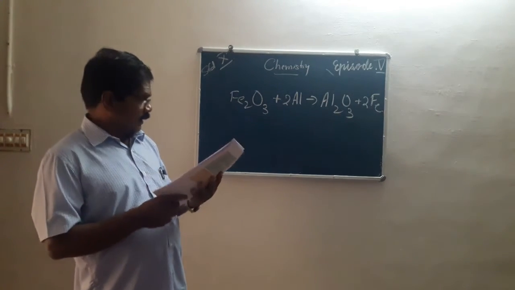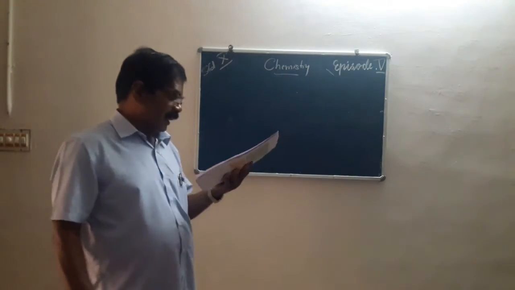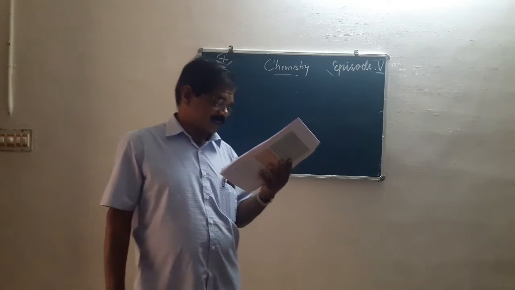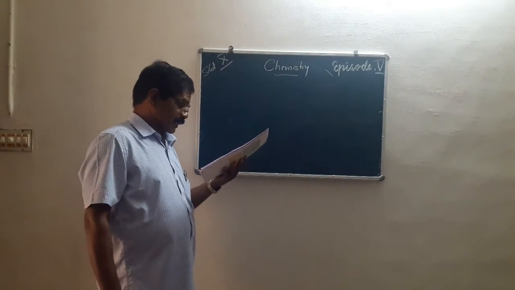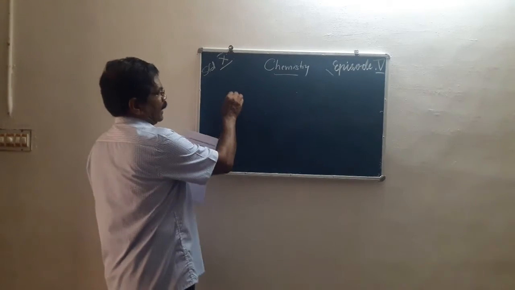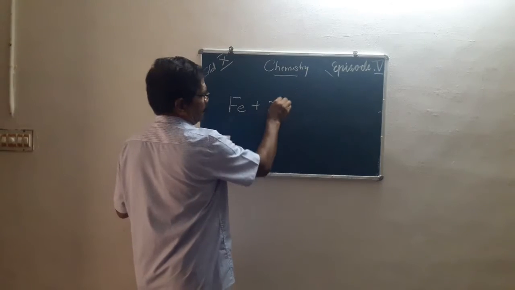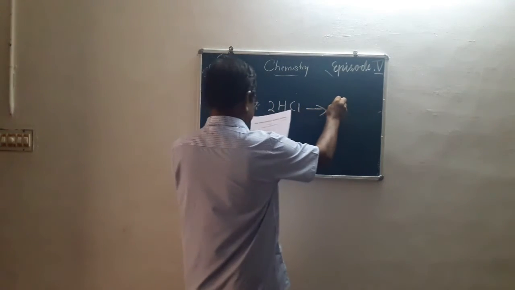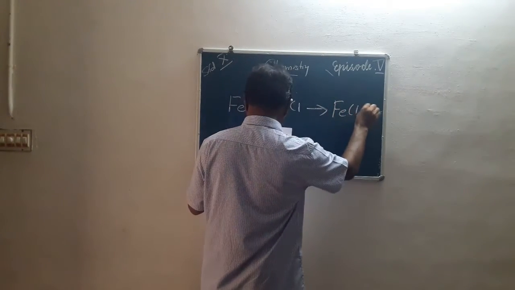The third question is, what are the products when dilute hydrochloric acid is added to iron pellets? Pick the correct answer. Iron pellets means iron powder, when added to 2HCl. What are the products? FeCl2 plus H2.